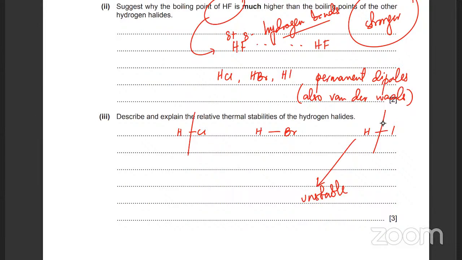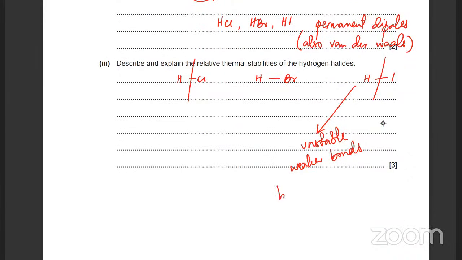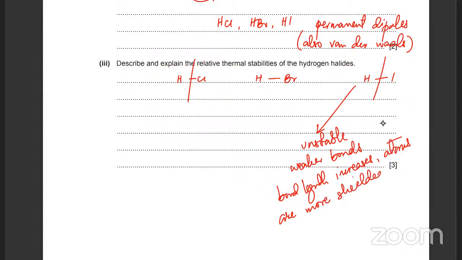Why is it easier to break the bond? Because bond energy down the group is less. So you can say that you've got weaker bonds. Why do you have weaker bonds? Because bond length increases down the group. Bond length, distance, same thing. Atoms are more shielded. Bigger atoms are more shielded, so they're not going to attract each other's electrons that strongly.